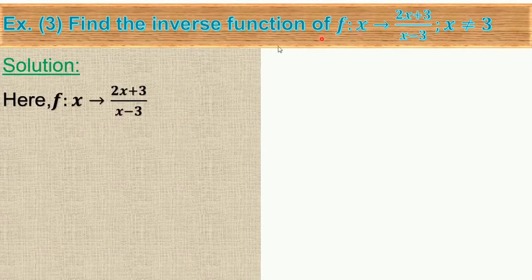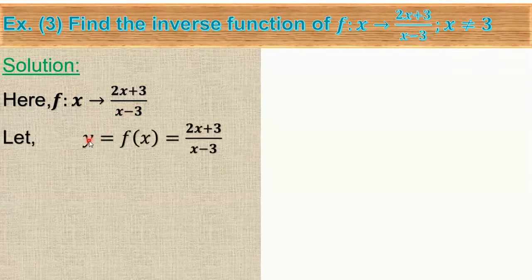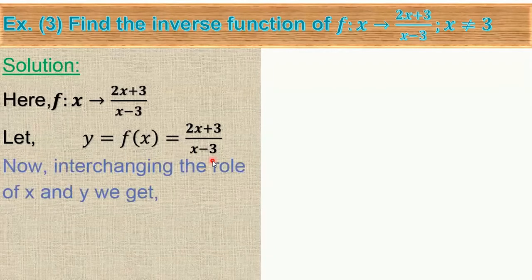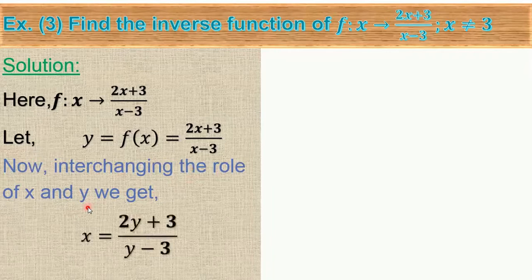Okay, so you have fx, this one is also fx. F is a function from x to this, that means this is fx. You can write this as y, suppose y equals fx equals 2x plus 3 by x minus 3. Same kind of problem. Interchange the roles of x and y here also. In place of y you write x, and in place of x you have y.